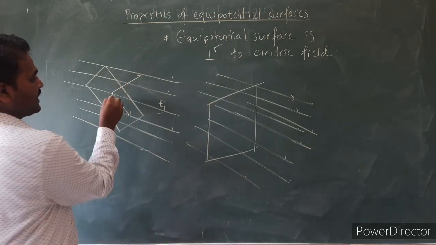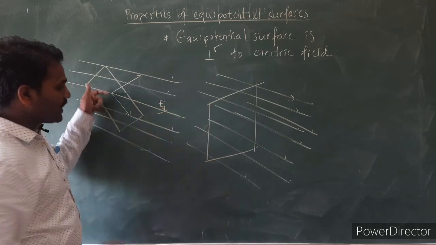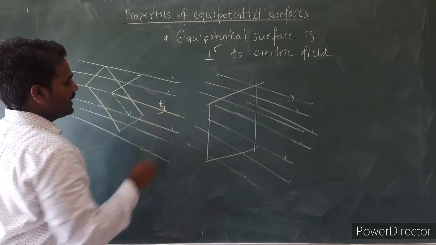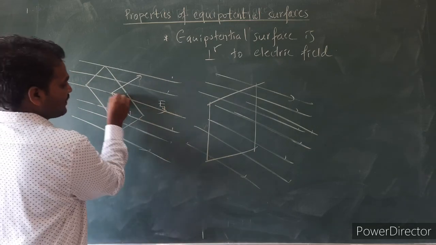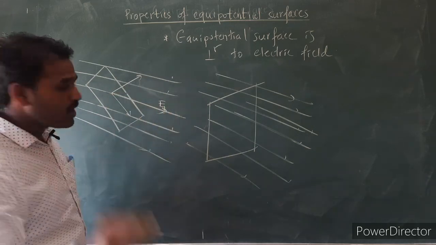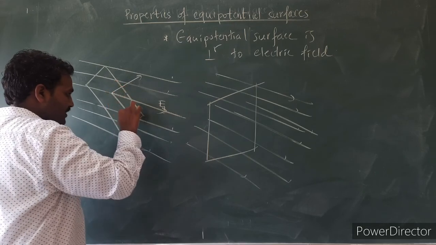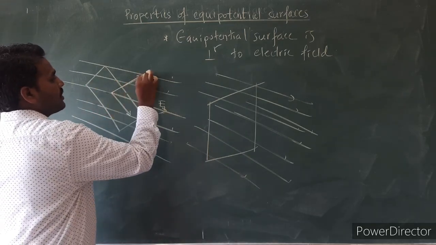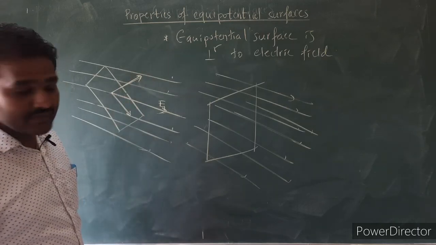This electric field, I am showing only an example of one electric field line here. Let us assume I am considering it for a net electric field. This net electric field can be resolved along 2 components. One is along the surface, parallel to the surface, another is perpendicular to the surface.